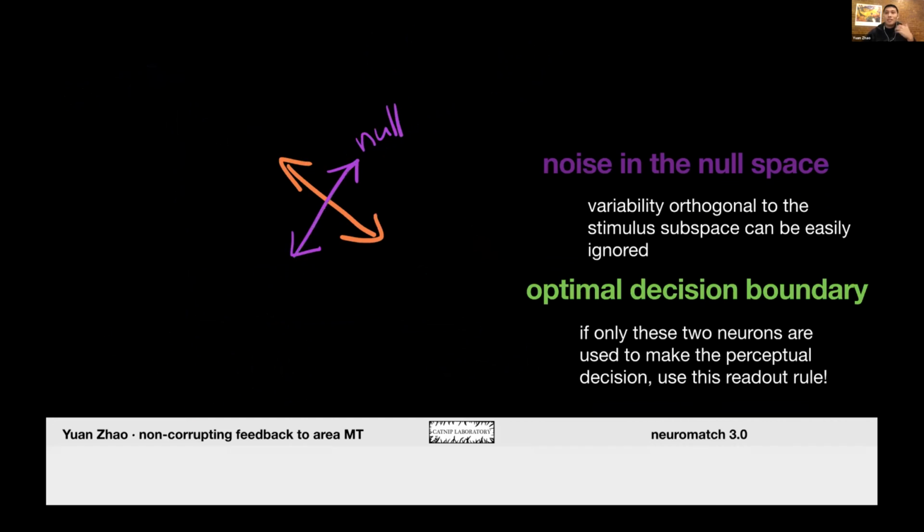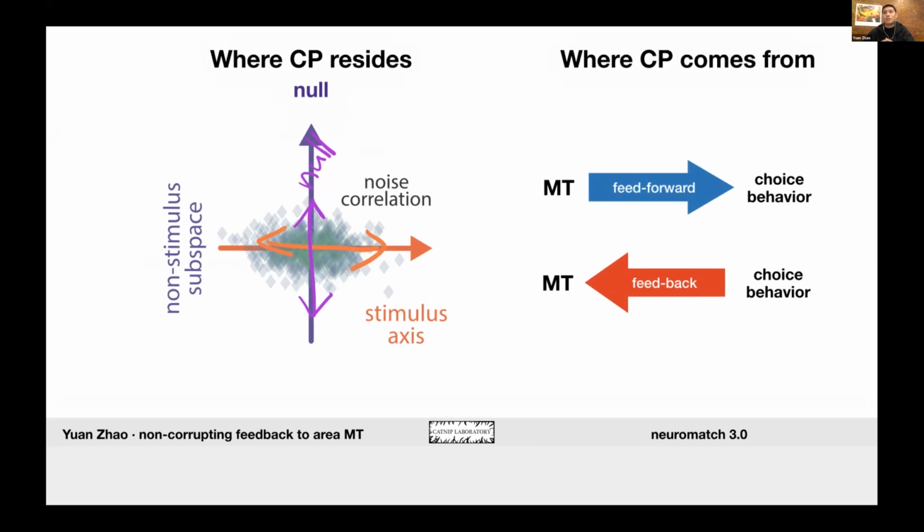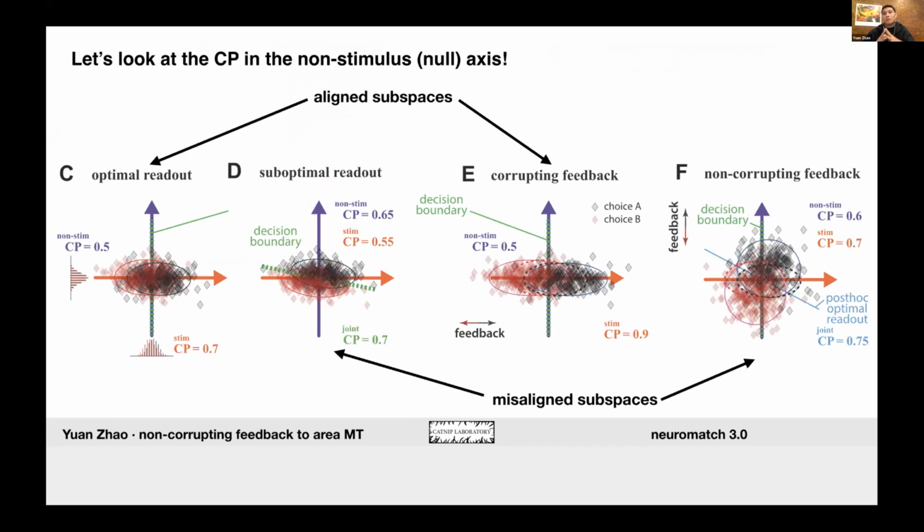Then, as we partition the space into the stimulus subspace and the null space, we also call the null space the non-stimulus subspace. And these 2 subspaces are orthogonal. We would also ask where the choice information resides in MT, or in which subspace the choice information resides. So combining with the previous 2 possible sources of choice correlation, we came up with 4 hypotheses. The first one is the optimal readout case. Here, the choice information resides in the stimulus subspace and is read out by the downstream area perfectly. In this case, we should observe 0.5 choice probability in the non-stimulus subspace, but a higher choice probability in the stimulus subspace.